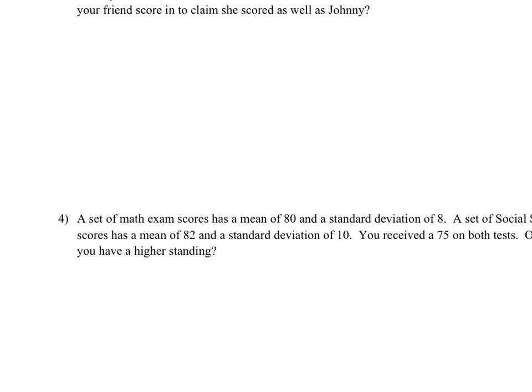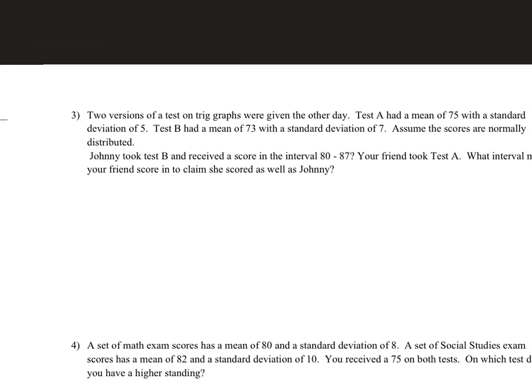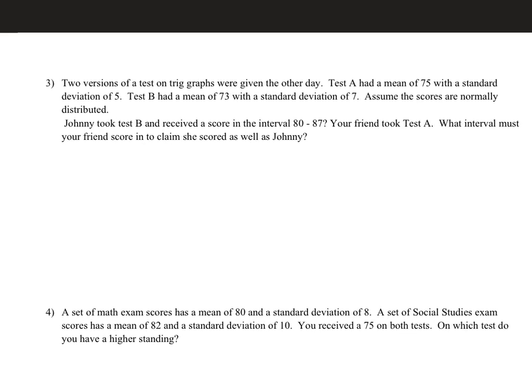Is it 4? No, it's 3. Bam. I knew it was the top of the page. Okay, sorry. So in this one you have Johnny took test B, and he scored in an interval between 80 and 87. So you have to use this information, and you find the z-score for 80 and 87.